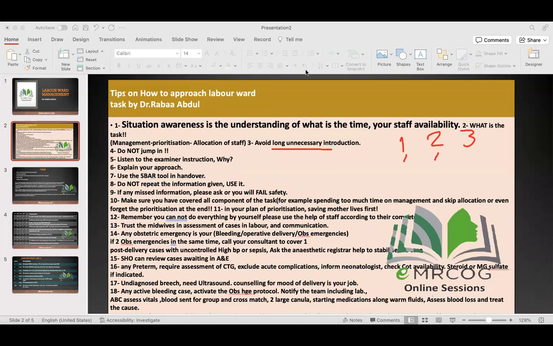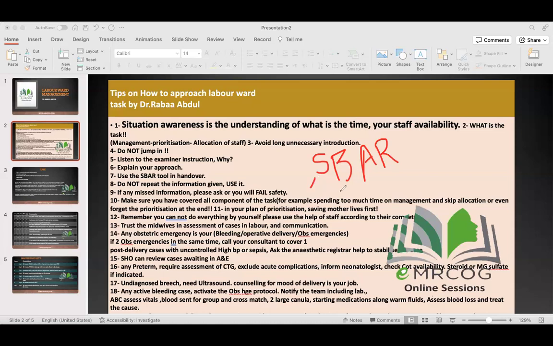Use the SPAR tool in the handover. I always say use the SPAR tool, and some of you are very comfortable using it, while some of you don't know what the SPAR tool of communication is. The SPAR tool is mandatory to study for Part 3. There are famous structured discussions where you will be asked to perform a phone call or to give a handover. And here, the handover must be done based on the SPAR tool. You can even explain that to the examiner at the beginning: I'm going to follow the SPAR tool in the handover.